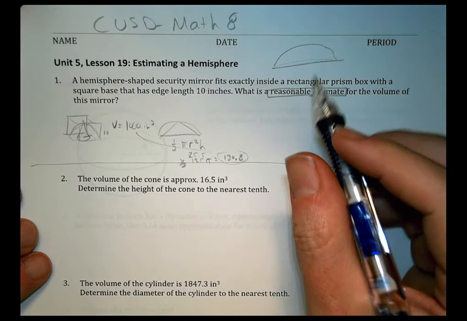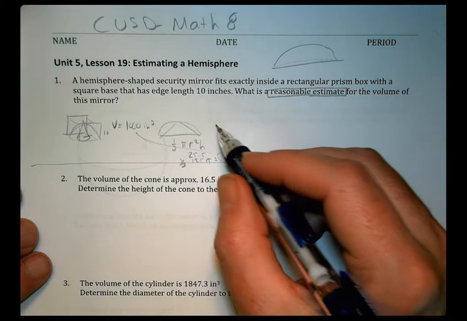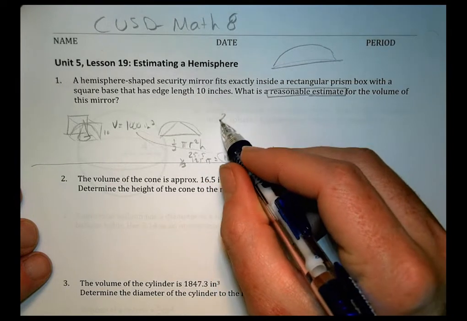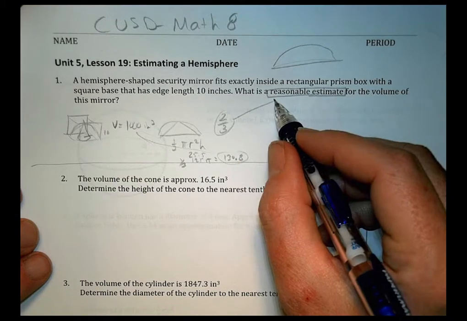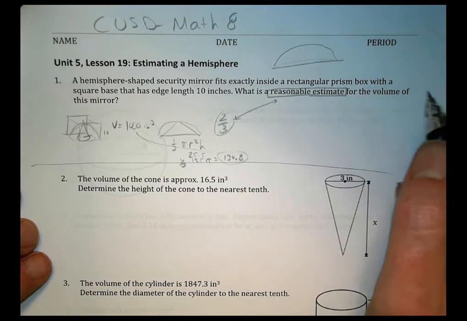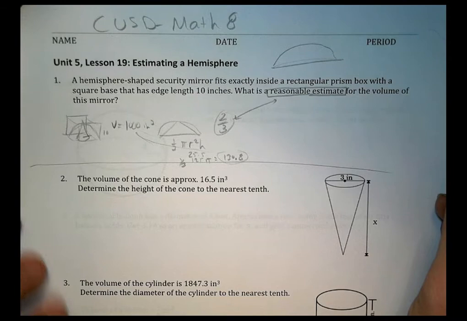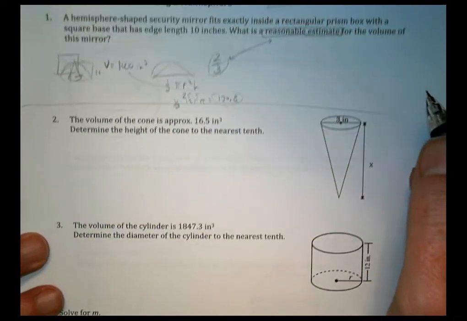We talked a little bit, at least in my video, about a hemisphere being about 2/3 of something. So doing the same measurement, but 2/3 instead of 1/3, that would be a good reasonable estimate as well. So give it a shot, see what you come up with, and then compare it with maybe some friends and see what you got in class tomorrow.